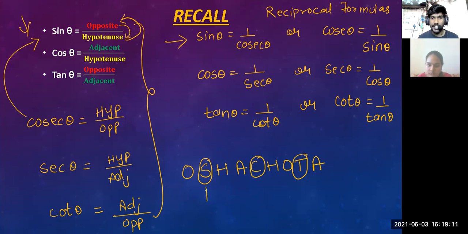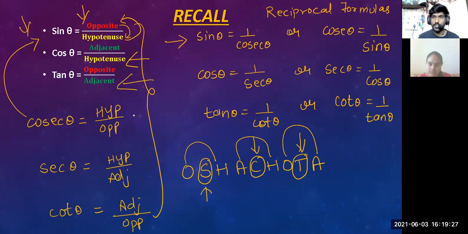So sine theta is opposite upon hypotenuse. Look at this. Cos theta is adjacent upon hypotenuse. Look at this. Tan theta is opposite upon adjacent.